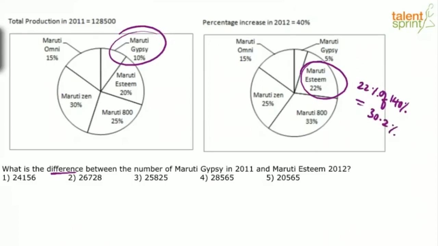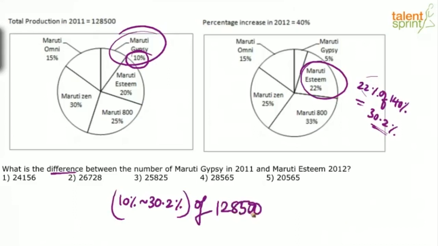Yes or no? Again, calculations your lookout, right? 20% of 140 is 28. 2% will be 2.8. 28 plus 2.8, 30.2. So now we have to find out the difference between Gypsy in 11 and Esteem in 12. Gypsy is 10%. Esteem in 12 is actually 22% of this 140, but by taking percentage of percentage, it effectively comes out to be 30.2. So now you have to take the difference between these two values only. 10% minus 30.2%. Of what? Of the same 1,28,500. Now this again is 20.2%.